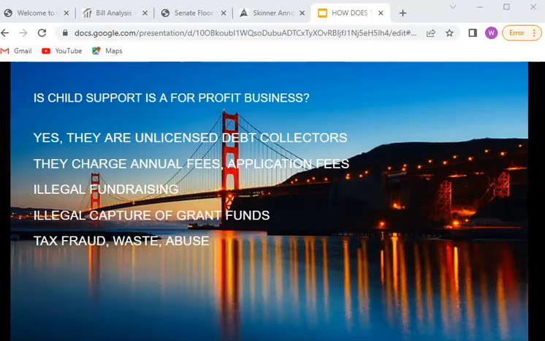Tax fraud, waste, and abuse, yes. These funds that they're getting, they're not paying taxes on them. That becomes tax evasion, tax fraud. They're charging the people and not showing the records so that the people will pay their tax liability through interest and arrears. Next slide.